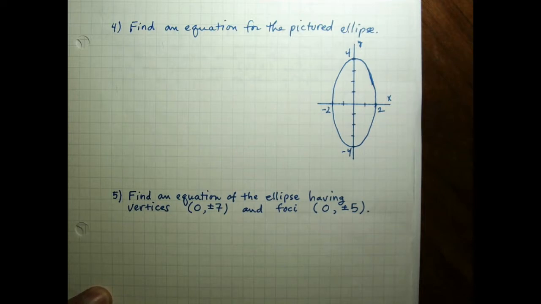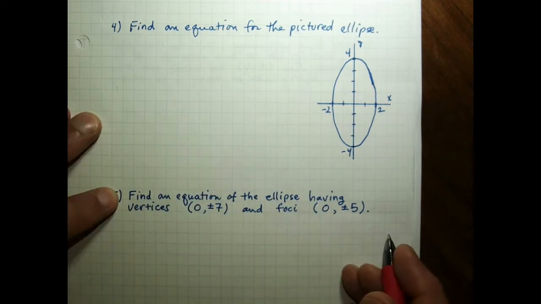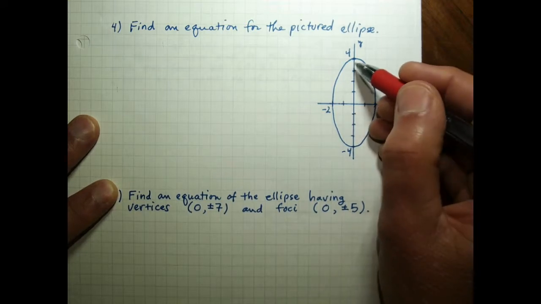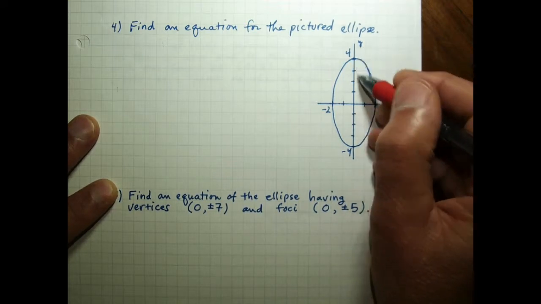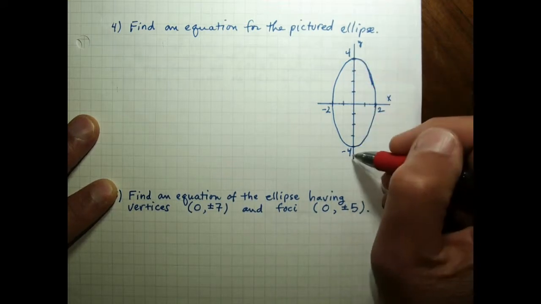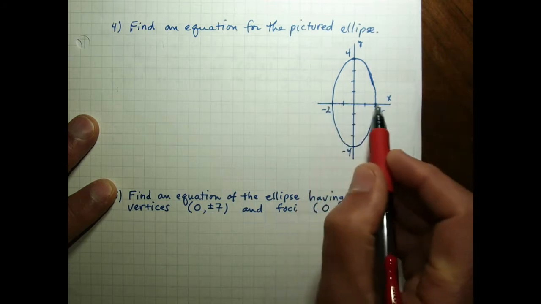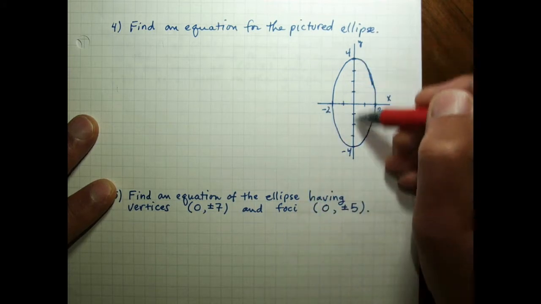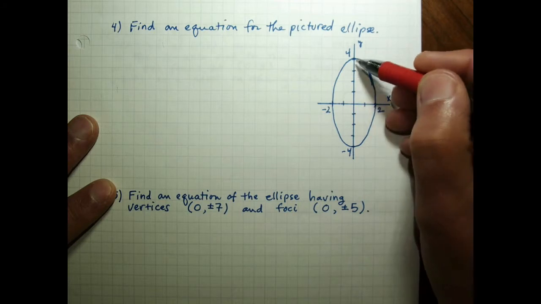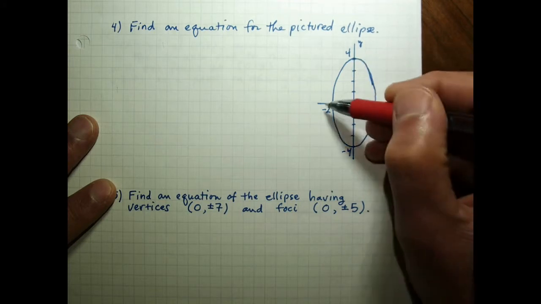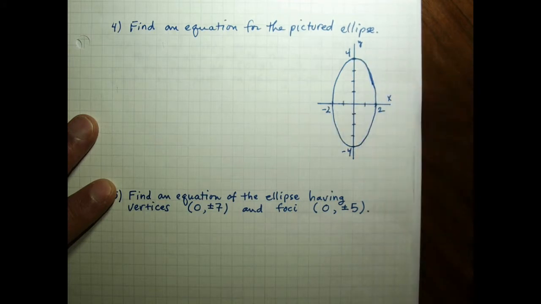And also, I think we want to notice that the major axis is on the y-axis, minor axis is on the x-axis here, right? Because the y-intercepts are further away from the origin than the x-intercepts.